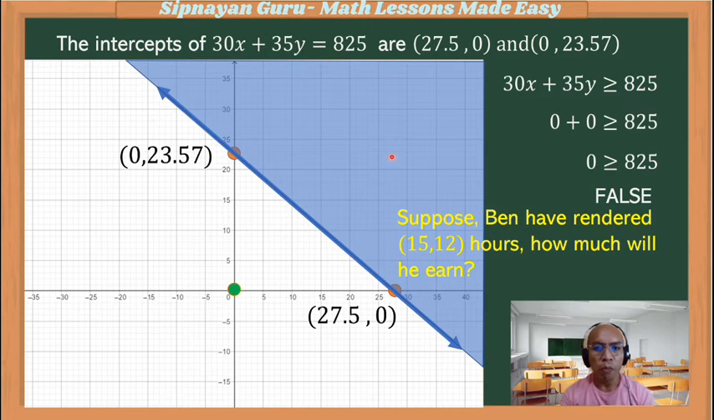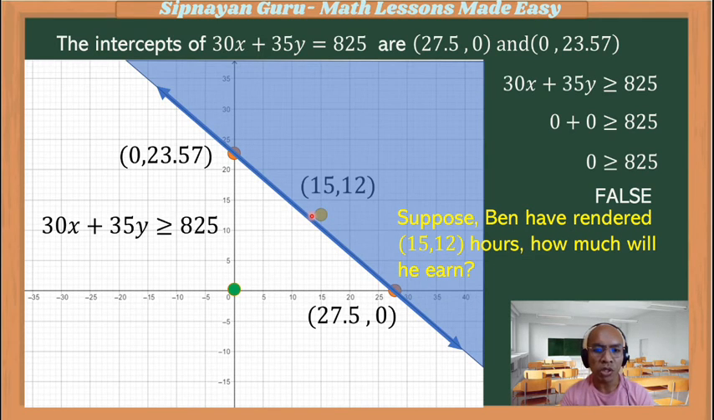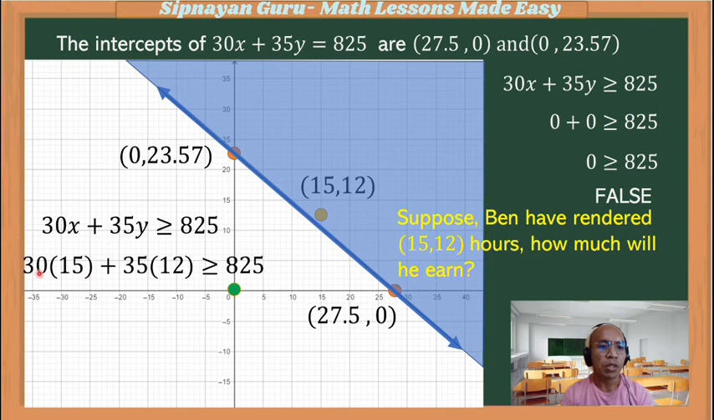Suppose Ben will work 15 hours in the first job and work 12 hours on the second job. Let's try to find out how much will he earn. This can be located in this region. So let's substitute it to the given inequality. So this is 30 times 15 plus 35 times 12 is greater than or equal to 825.